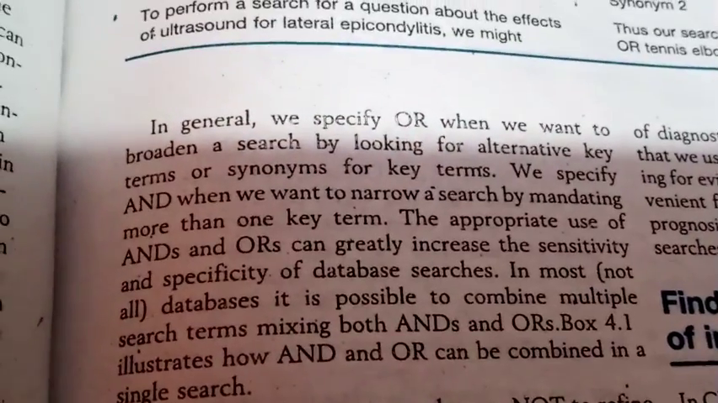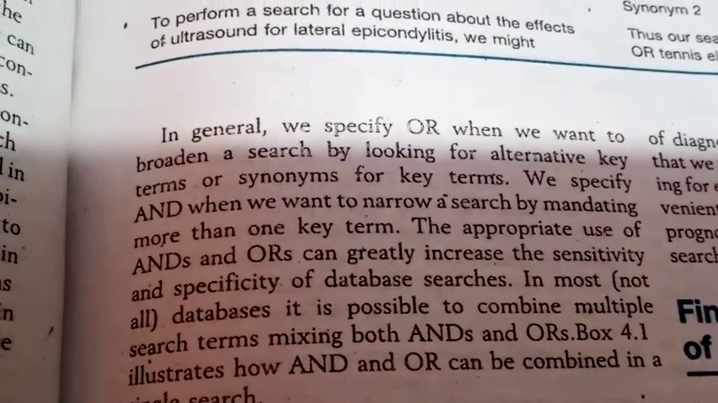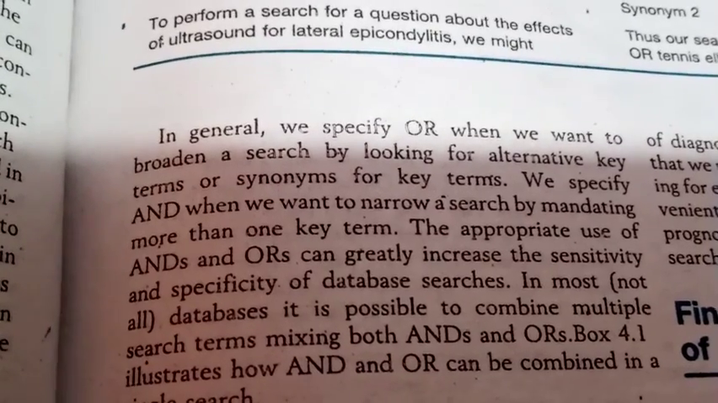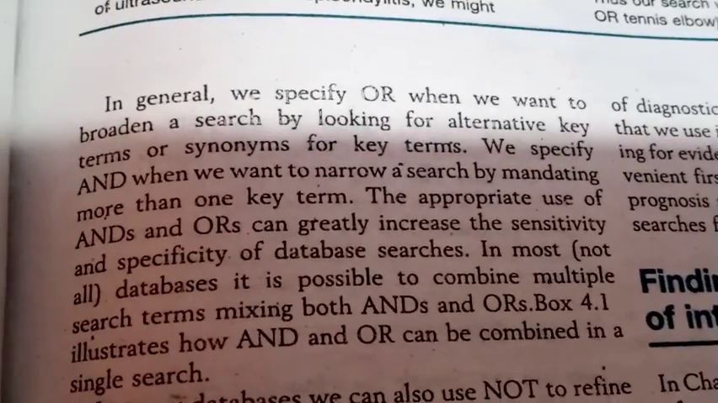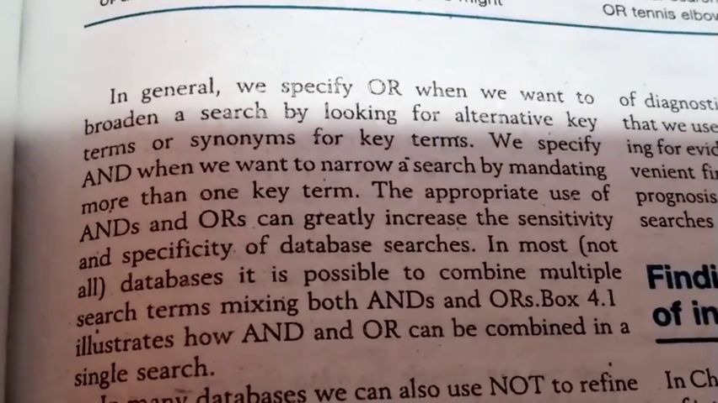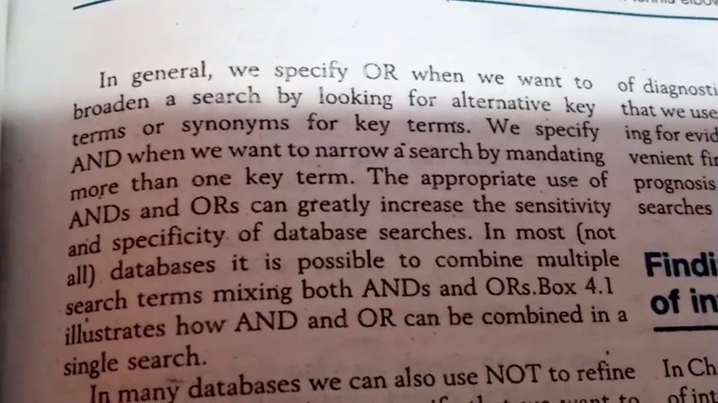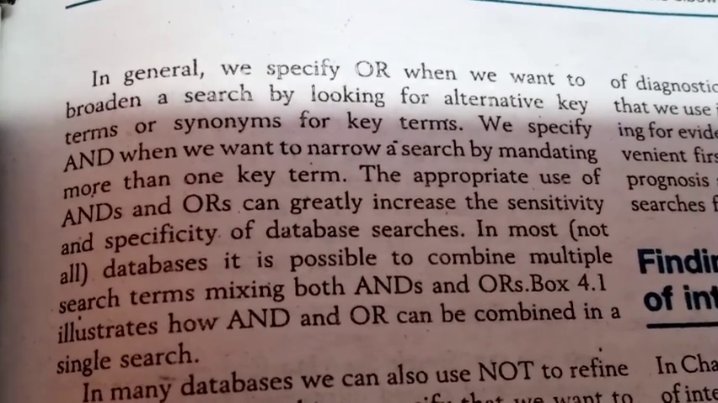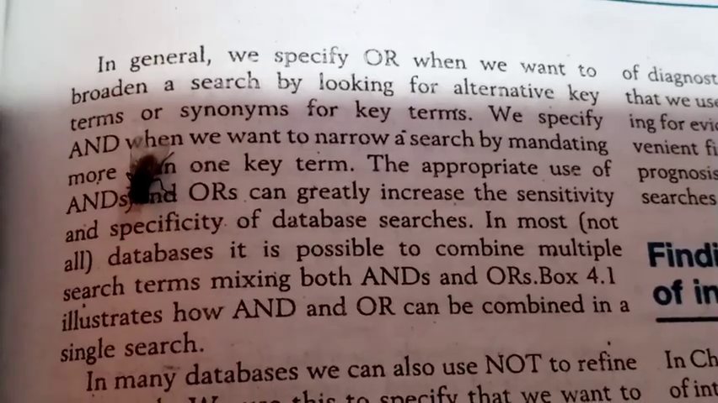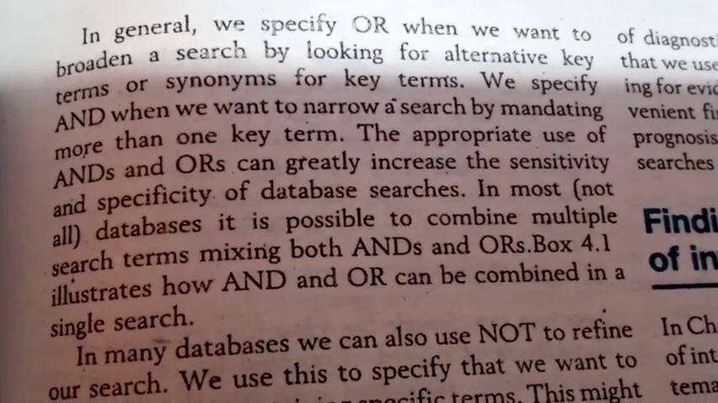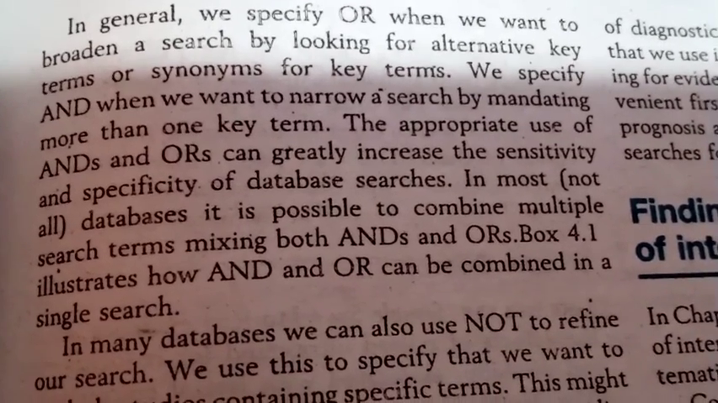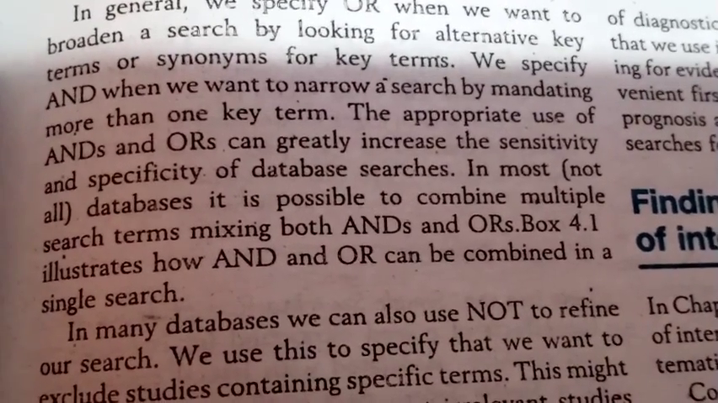In general, we specify OR when we want to broaden our search by looking for alternative key terms or synonyms for the key terms. We specify AND when we want to narrow a search by mandating more than one key term. The appropriate use of AND or OR can greatly increase the sensitivity and specificity of the database searches. In most, but not all, databases, it is possible to combine multiple search terms, mixing both AND and OR.